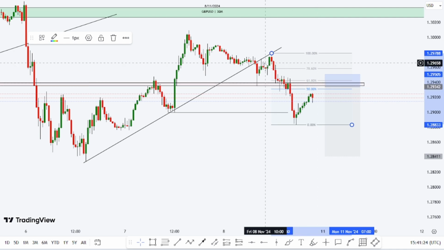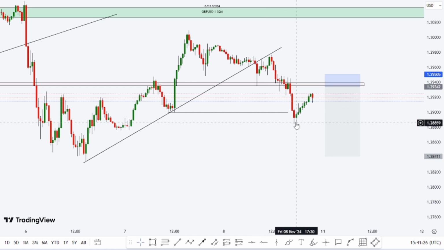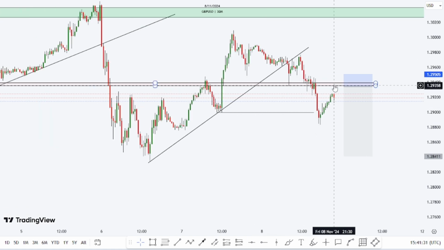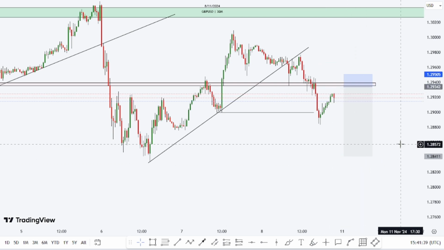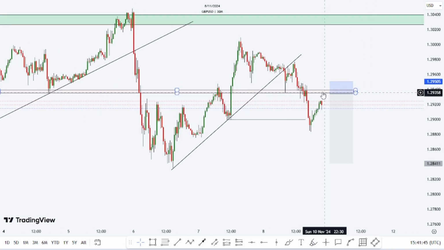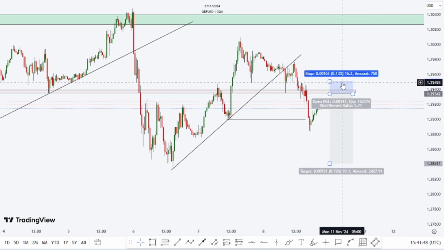So what we will do here is wait for price to tap into the zone, give us a bearish candlestick reversal pattern, either a bearish engulfing candle, an evening star, or a bearish pin bar. Then we will take our trade down. If we are taking our trade around this level, our stop loss will just be above this high.